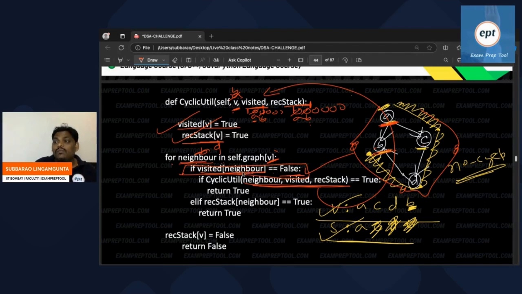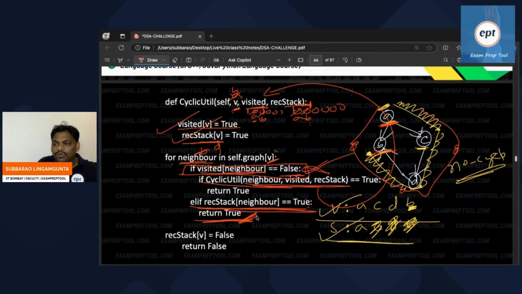If visited of neighbor is false, then no problem. Suppose visited of neighbor is true. This is fail. This is fail means it is already visited. If already visited, you cannot call the recursion. If already visited, immediately check here: is it already available in the stack or not? Yes. Are you getting it? So this condition failed, indicating that it is already visited. This condition is true, it is present in the stack also. Then return true, meaning an indication that a cycle exists.